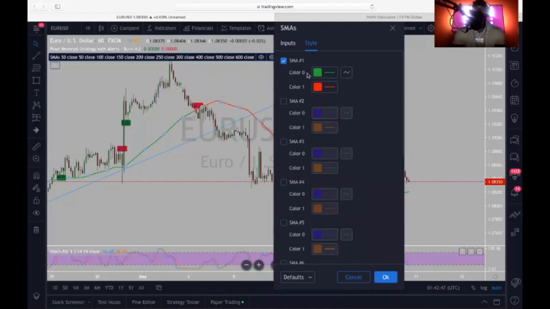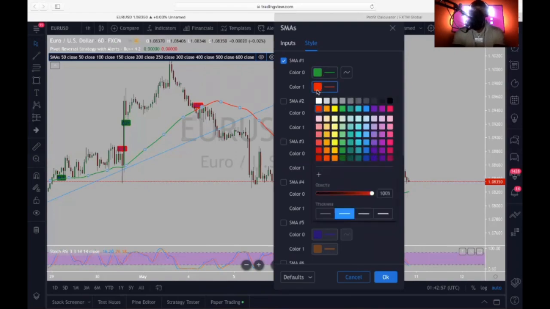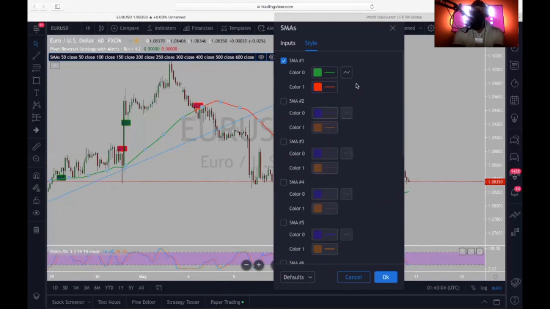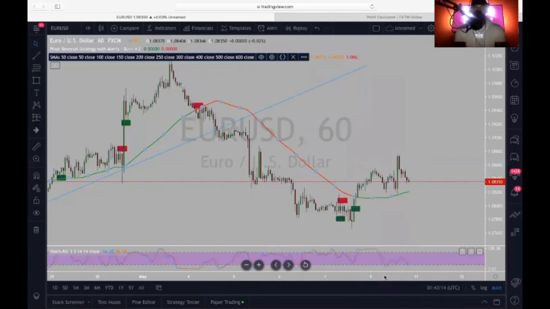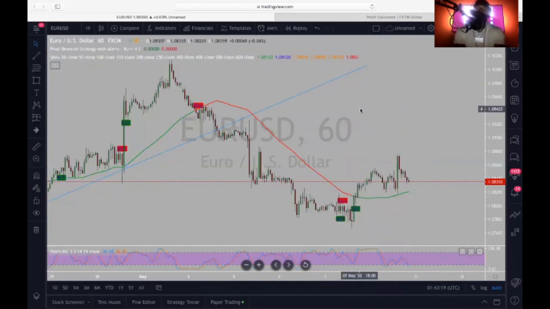The top color, we're going to make sure it's green. Okay, after you make sure that's green, the bottom one is going to be red. These are going to be for our sales. Just like with the pivot reversal strategy, the buys are green, the reds are sell. Okay, after that's set, you're good to go. You're going to go down here and click OK. Now we have our indicator set up and we're ready to put our strategy to use.